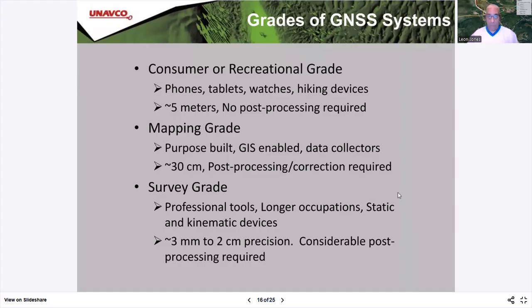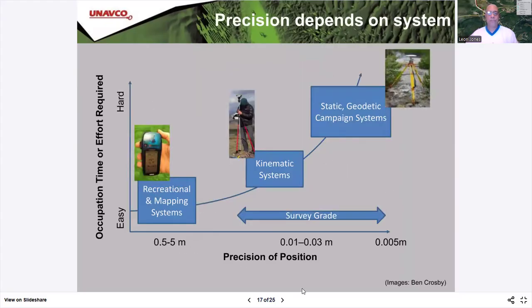Then you have your mapping grade. That's your purpose built, GIS enabled data collectors, 30 centimeters, post processing correction required. Then you have a survey grade. It's professional tools, longer occupations, static and kinematic devices, 3 millimeters to 2 centimeter precision. Considerable post processing is definitely required.